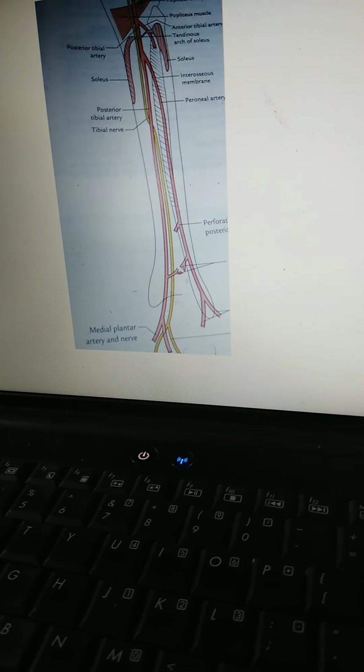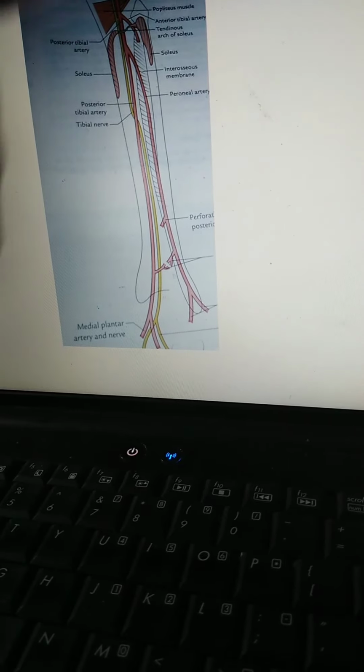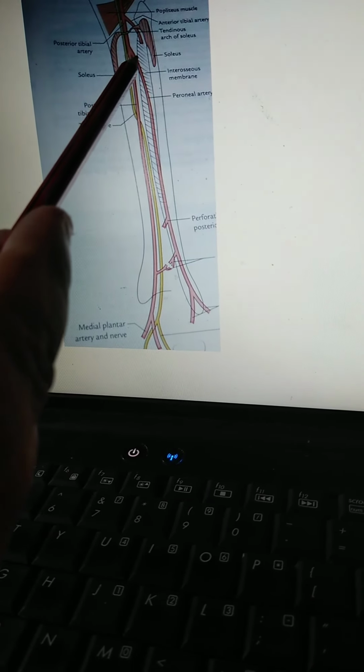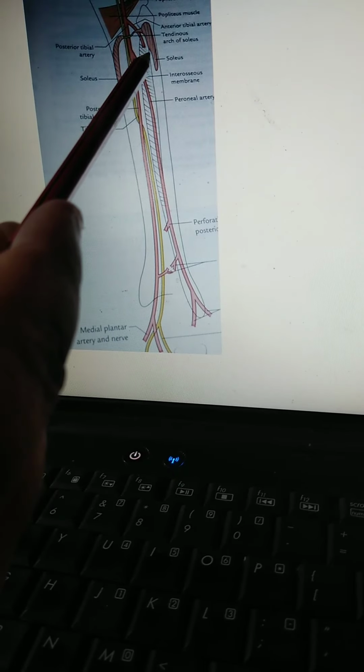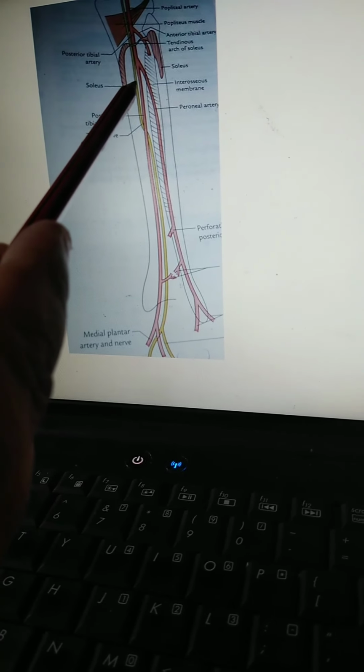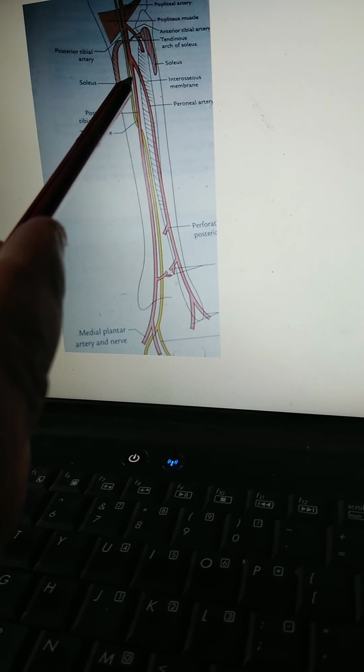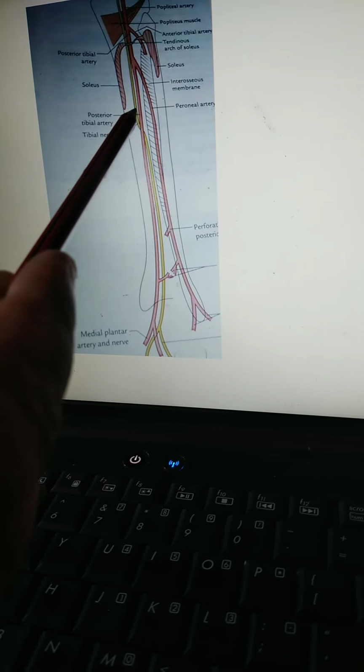Now we have one nerve of the posterior compartment, that is the tibial nerve. It arises on the back of the thigh at the junction of the upper 2/3 and lower 1/3 and enters the popliteal fossa. From the popliteal fossa it enters into the posterior compartment of the leg by passing deep to the tendinous arch of origin of soleus along with the posterior tibial vessels.